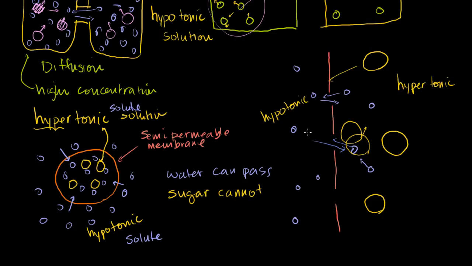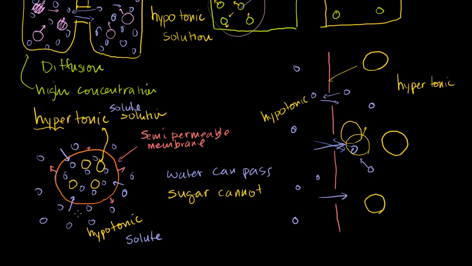But in this situation, water is more likely to flow into the container. So it's actually going to go from the hypotonic side, when we talk about low concentration of solute, to the side that has high concentration of solute, of sugar. And actually, if this thing is stretchable, more water will keep flowing in, and this membrane will stretch out. But we won't go into too much detail here.